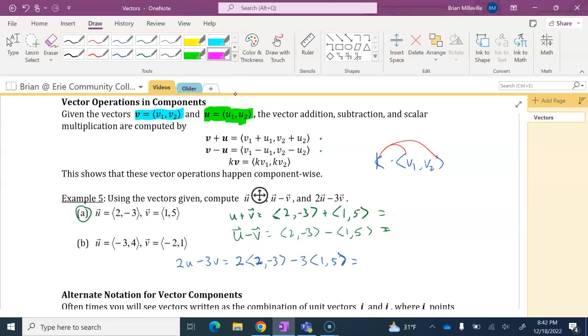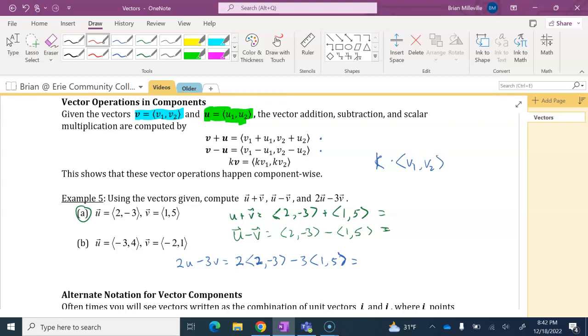So that makes it very nice to do that. To do subtraction, you just subtract component-wise. Subtract your x component, subtract your y components. Now, to do scalar multiplication, I'm going to just illustrate that, and then we'll look at the result listed.